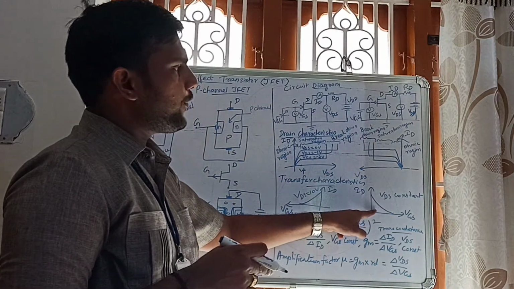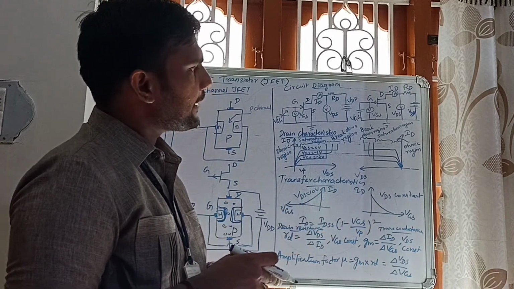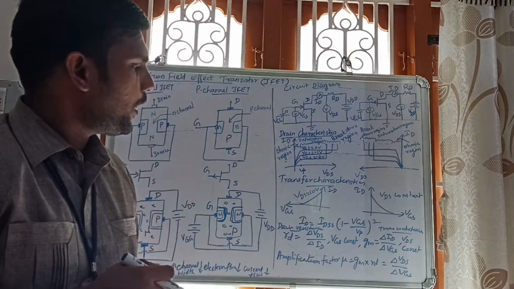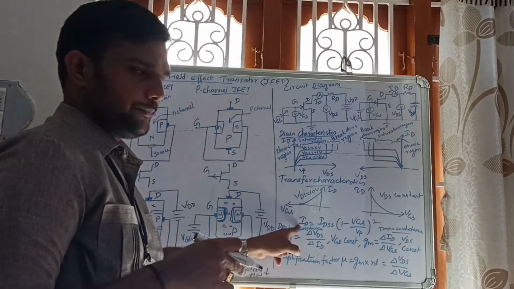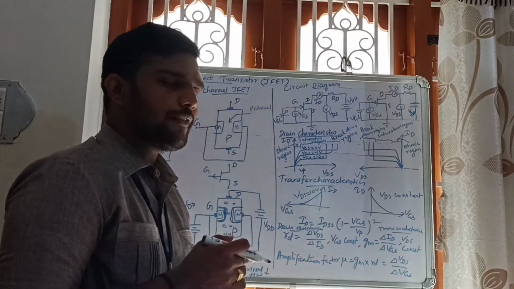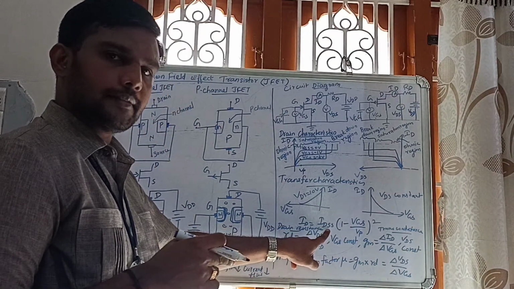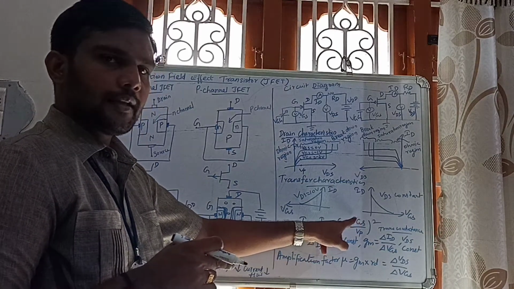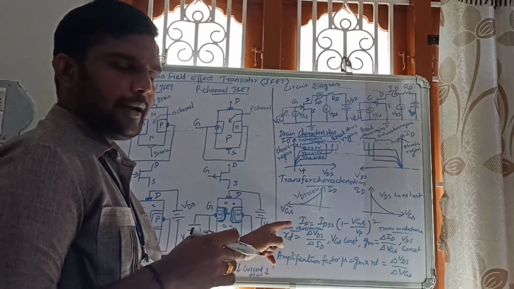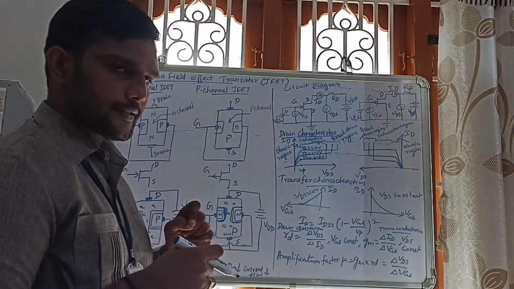Then transfer characteristics for P channel JFET are plotted in the first quadrant. Here transfer characteristics are plotted between VGS and ID. VDS will be constant. Then drain current ID is equal to IDSS into 1 minus VGS by VP, the whole square. So ID is the drain current, IDSS is the saturated drain current, VGS is gate to source voltage, VP is pinch off voltage. Then the JFET parameters can be found from the characteristics.